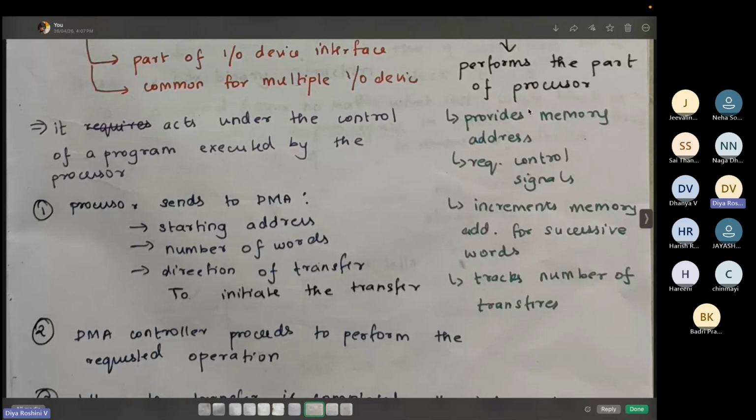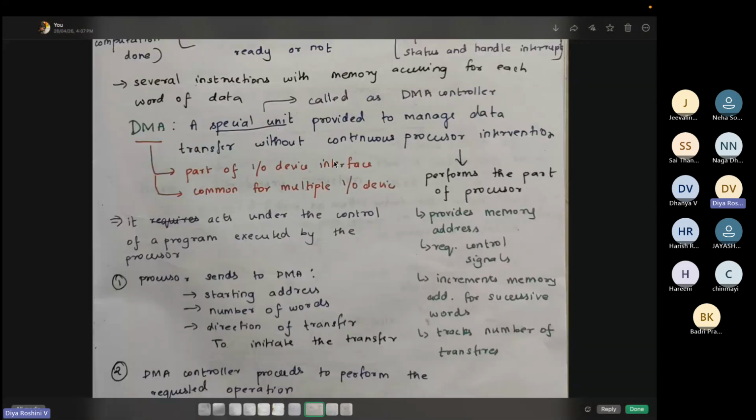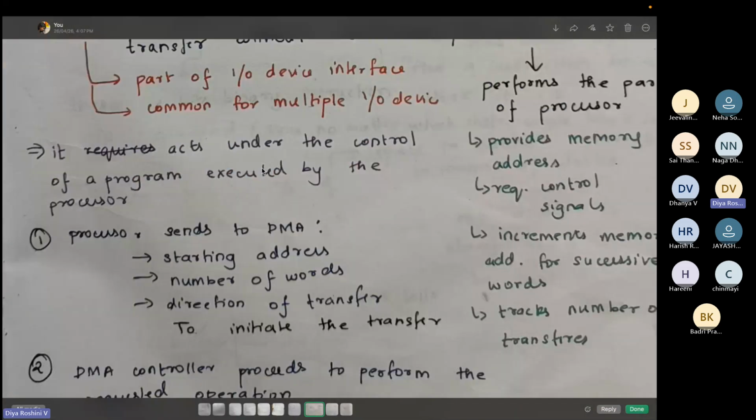It provides the memory address where to store the data. It gives the required control signals for the data transfer, like signals to the device to give the data or receive the data. If it's a sequence of memory, it increments the memory addresses each time for successive words, and it also tracks the number of transfers that have happened. But obviously, it is not acting on its own. It acts under the control of a program executed by the processor.